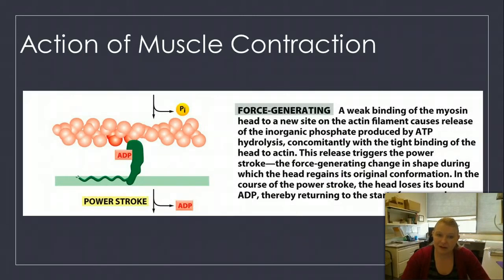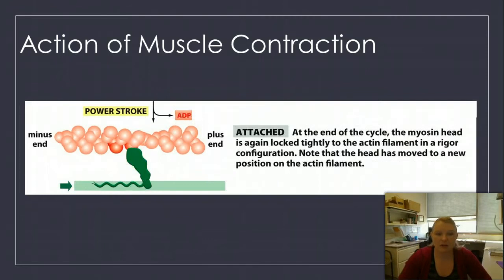As the inorganic phosphate comes off, this allows for weak binding, because remember, even though it came off the actin before, that doesn't mean there's no attraction. There's still this weak attraction that you can see. So with this weak binding, the myosin head now attaches to a new actin filament about 5 nanometers away, because that's how far the head moved. Now it is attached, and the ADP is going to come off. And this is going to cause the power stroke.